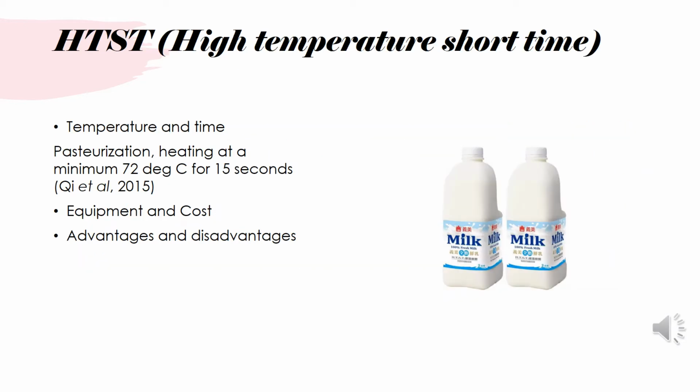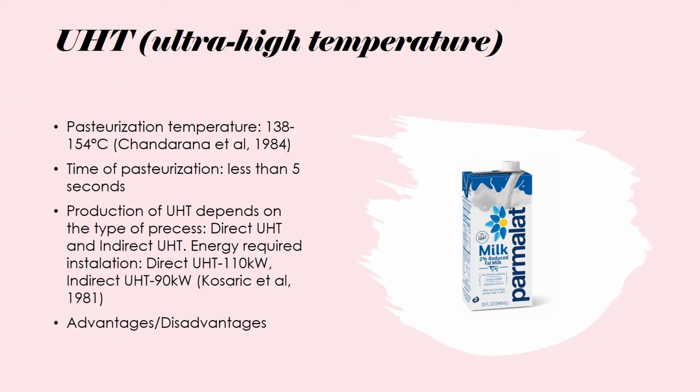High temperature, short time, also known as flash pasteurization. In HTST pasteurization, the milk is heated at a minimum of 72 degrees Celsius for about 15 seconds, but we have a range between 72 to 74 degrees Celsius and for about 15 to 20 seconds. In terms of the equipment and cost, we know that flash pasteurization is typically used for large amounts of product.